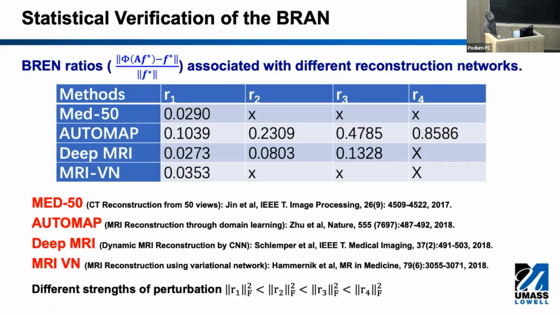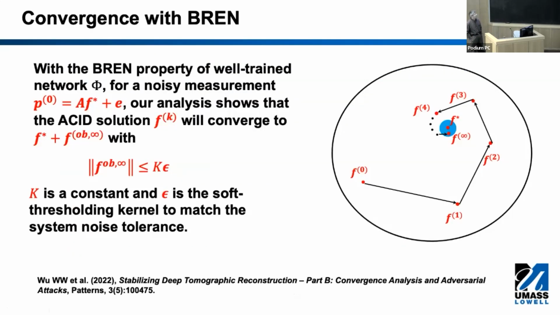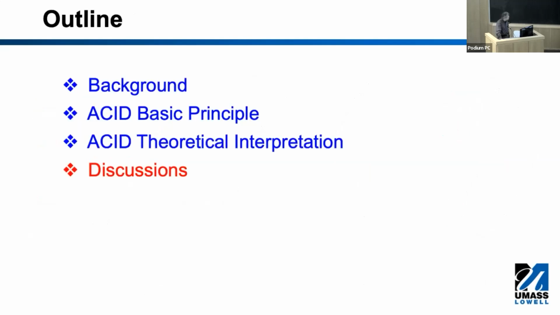With this BRAN property, we proved that the iterative solution actually converges to the ground truth up to one error term. The error term is bounded by the noise level. So this makes sense. Well, this is the BRAN property.